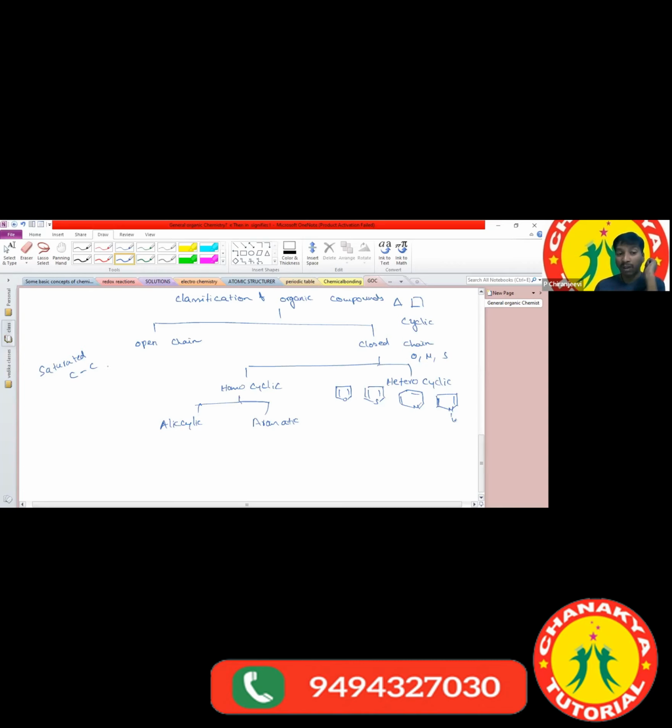The best example of carbon-carbon single bonds is alkanes. Unsaturated hydrocarbons are those with carbon-carbon multiple bonds, either double or triple bonds. So alicyclic means aliphatic saturated cyclic compounds. Examples of alicyclic compounds are cyclopropane, cyclobutane, cyclopentane, and cyclohexane.